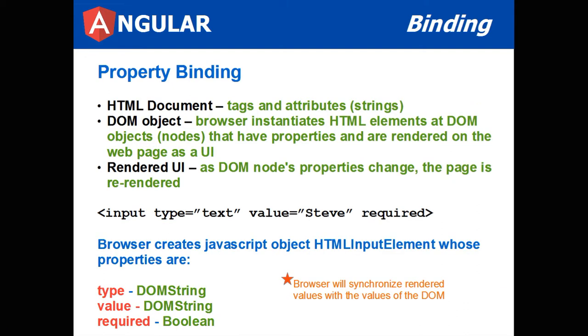Okay. Property binding. This is a tricky picture here. An HTML document is made up of tags and attributes. The browser instantiates the HTML elements as DOM objects that have properties and are rendered on the web page as UI.